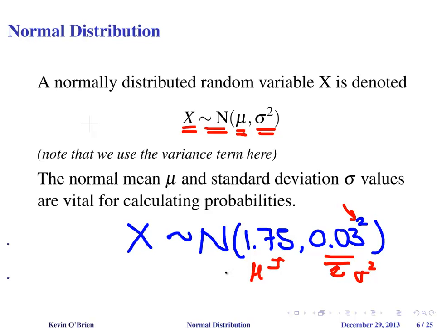These values here are vital for all the calculations that one would use when carrying out a normal distribution question. So again, watch out for that banana skin. The convention here is to write the variance and then deduce what the standard deviation is.